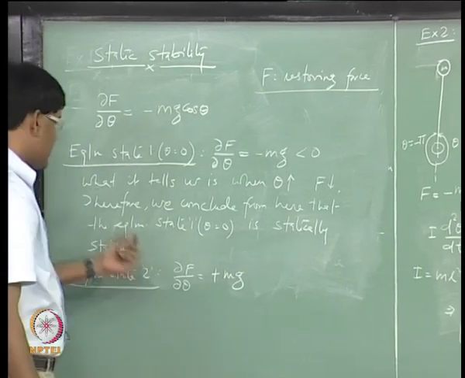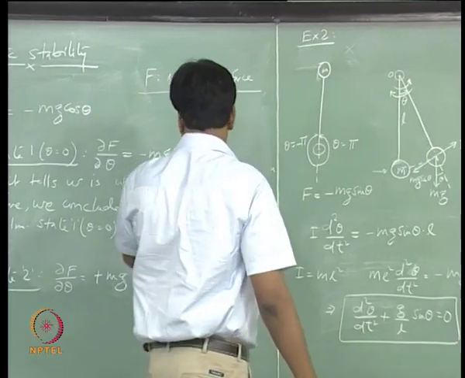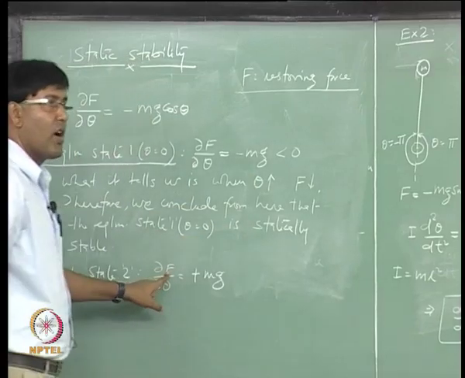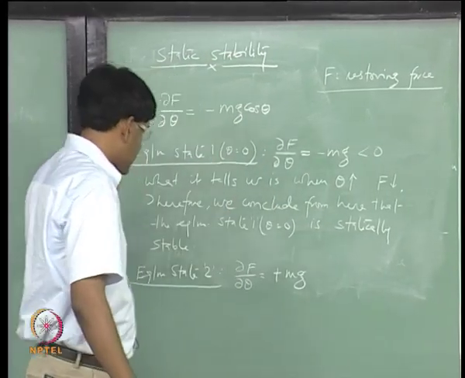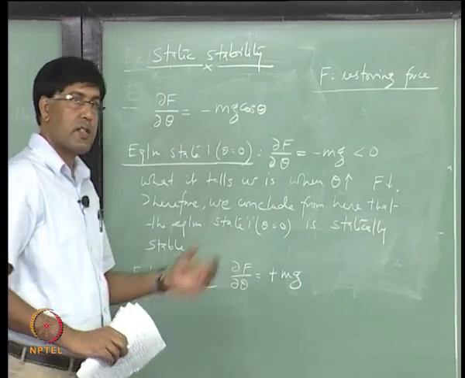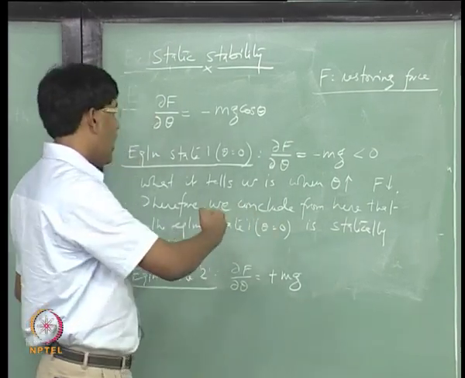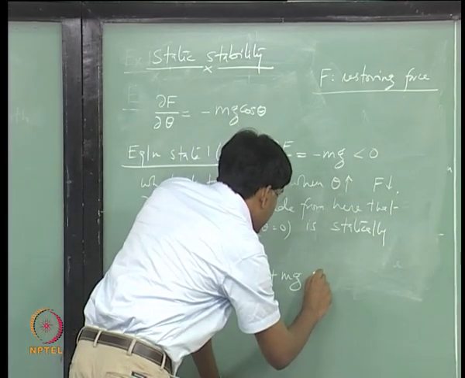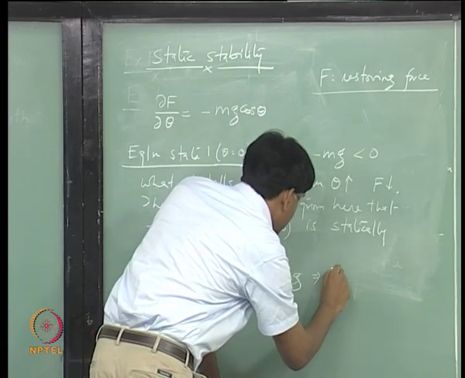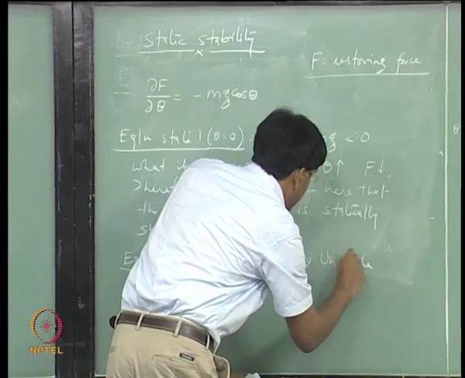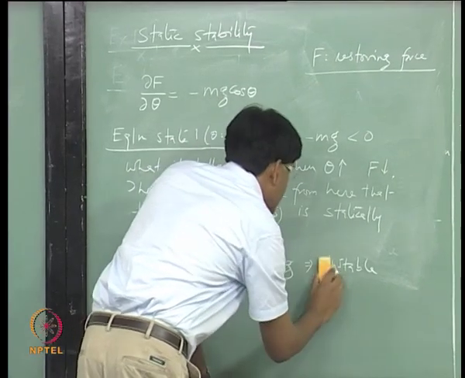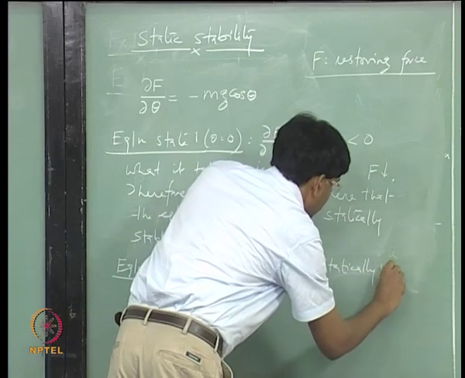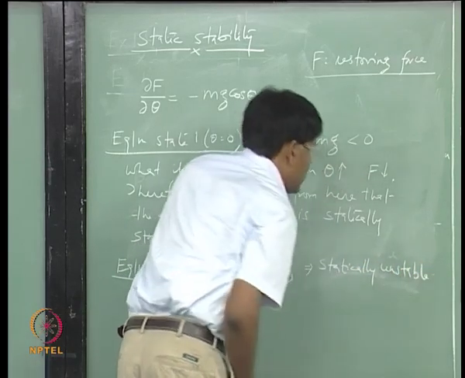Here, when the ball is disturbed from this equilibrium condition, the force along the motion of the ball, in the increasing direction of theta, is going to grow. So, it is actually taking the ball away from the equilibrium condition, and that is when we say that the equilibrium state 2 is statically unstable.